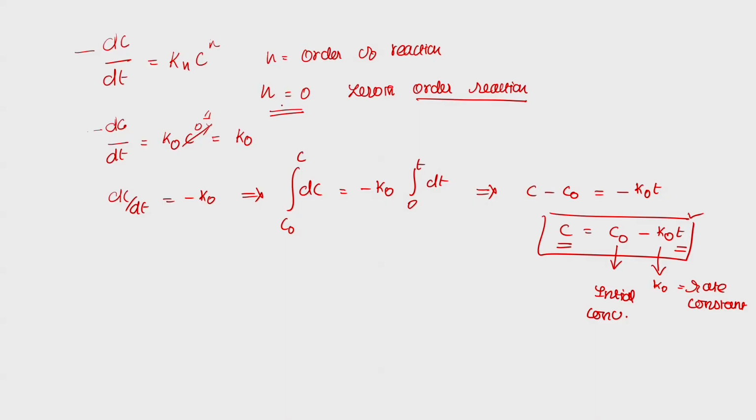So I would be able to tell what my C is at time equal to t if my order is zeroth order. If my order is first order, my n equal to 1, that is a first order reaction. Here I would be able to write minus dC upon dt, which is nothing but K1 C power 1, which is nothing but K1 C, right.